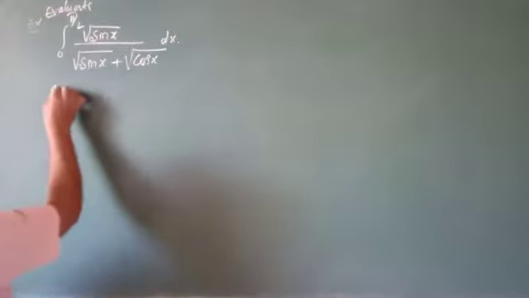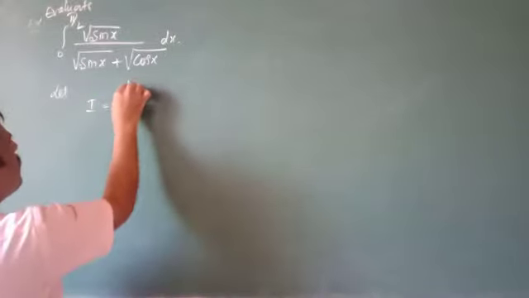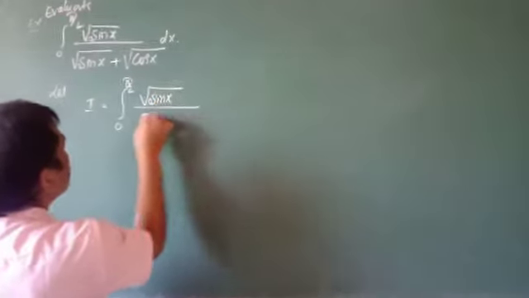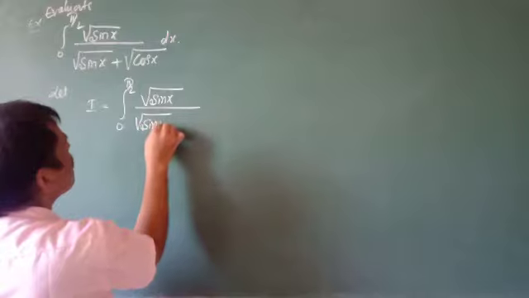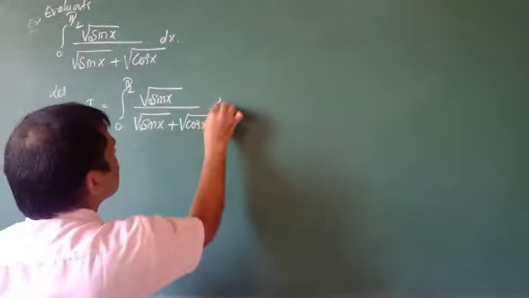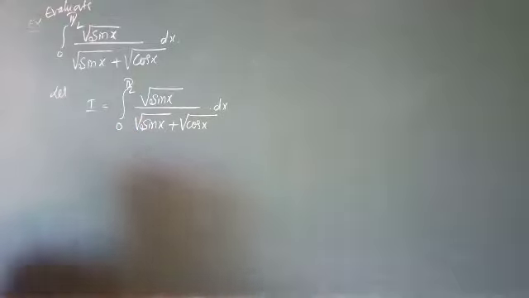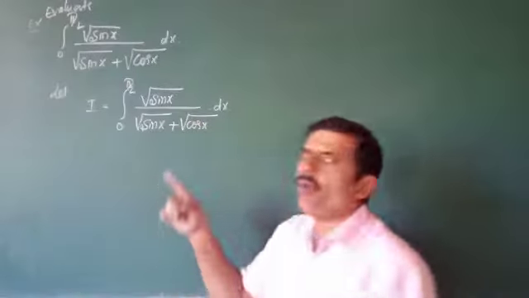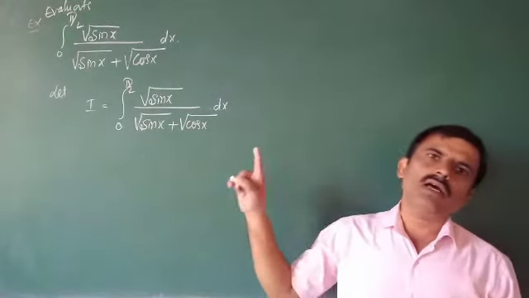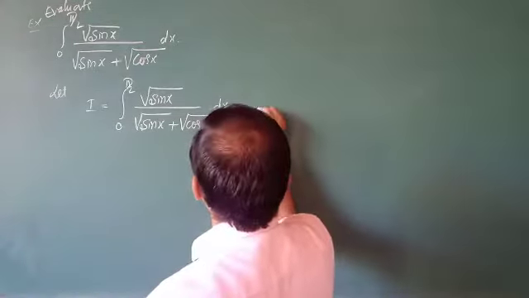So solving, let I be equal to the integral of 0 to pi by 2 of square root of sin x divided by square root of sin x plus square root of cos x with respect to x. The lower limit is 0. So x is replaced with upper limit minus x. The value of the integral does not change. So that one is equation 1 and the next equation.